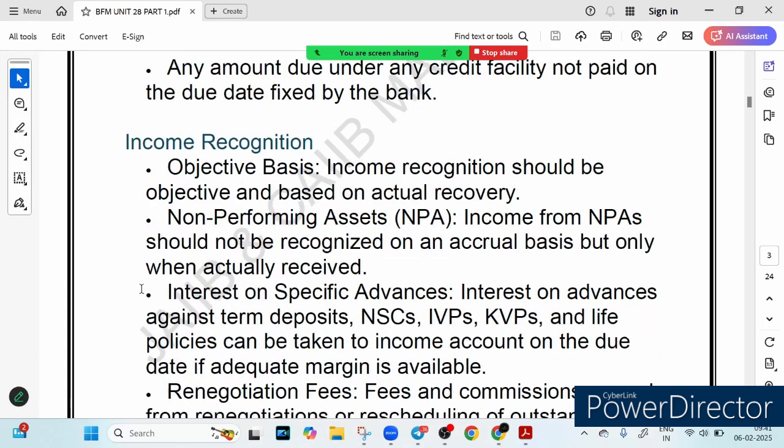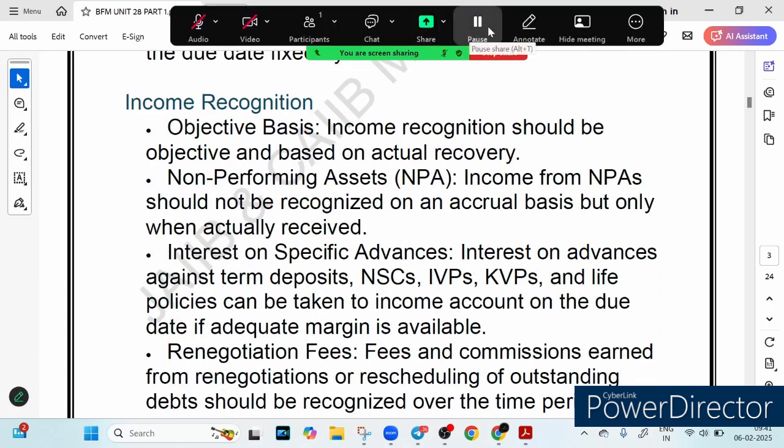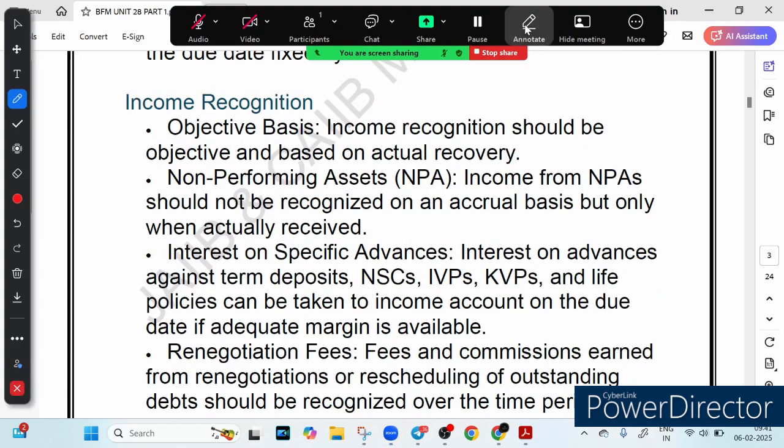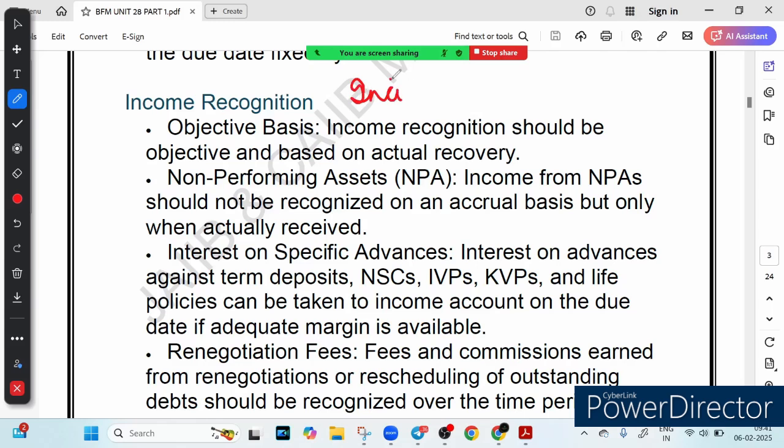So let's discuss what is the meaning of income recognition. So friends, income recognition means when can the bank count interest as income, right? You know that banks make money by charging interest on loans, but what if the loan turns into an NPA? Can the bank still count the interest as income? The answer is no, right? The loan becomes an NPA, and the bank cannot count the interest as income.